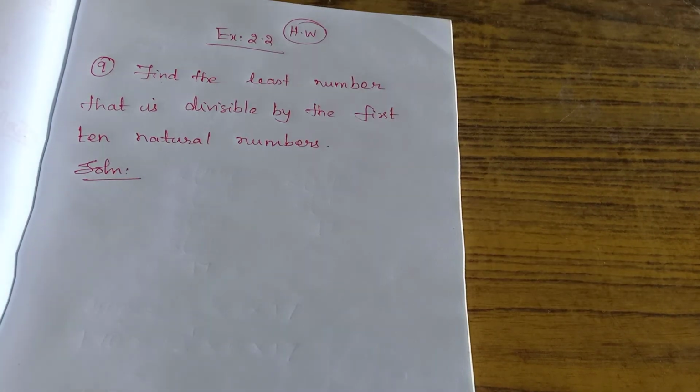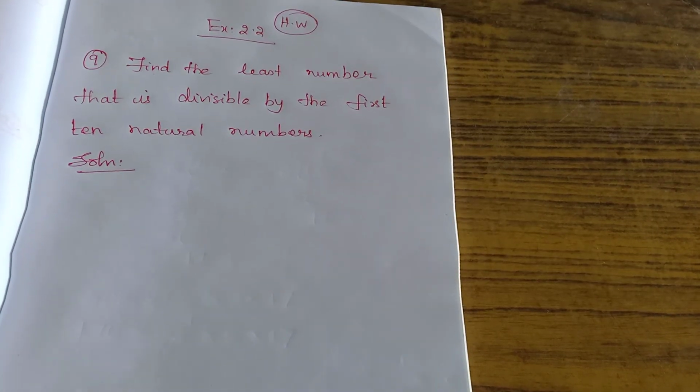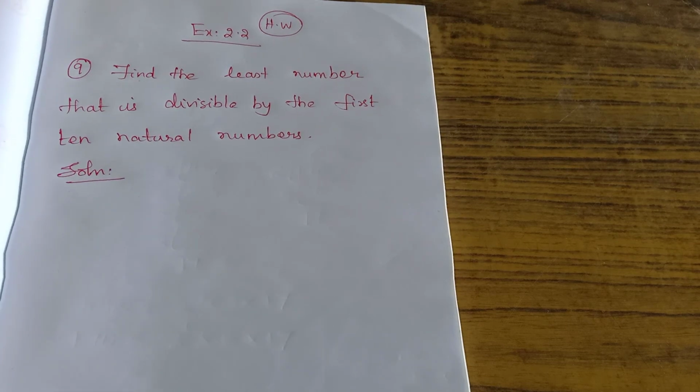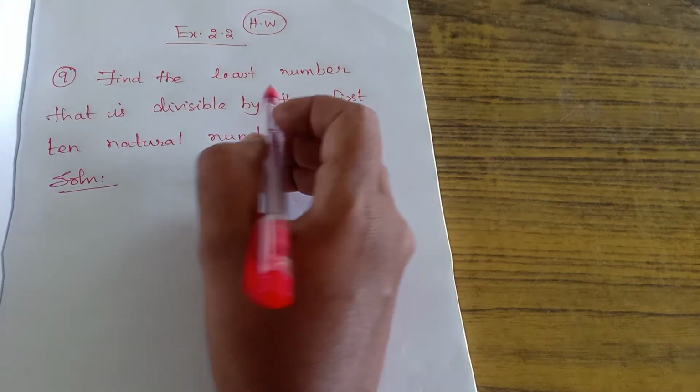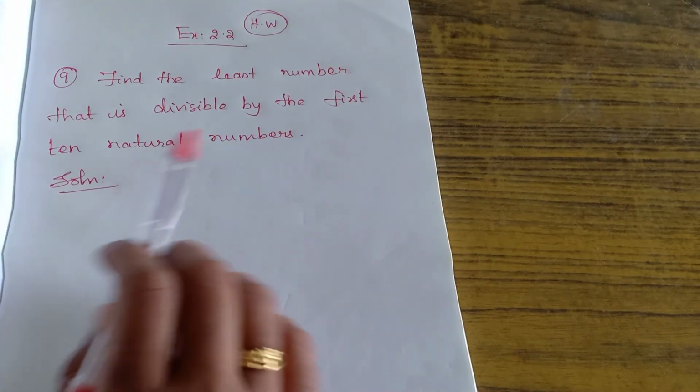Okay, dear students, mark the homework problem: Exercise 2.2, question number 9. The previous two problems, 7 and 8, we can deal with in the next class. Up to 6, the problems are over. Now question number 9 is homework. I am giving some outline, and using that outline you can solve this question. Find the least number that is divisible by the first 10 natural numbers.